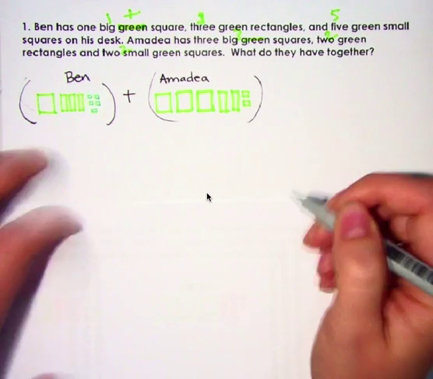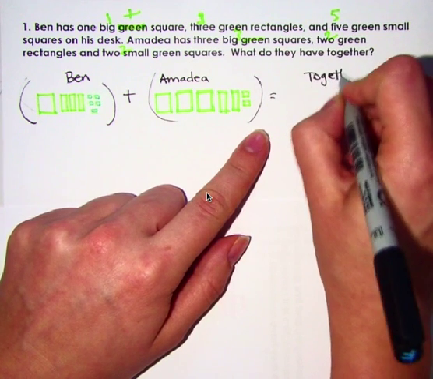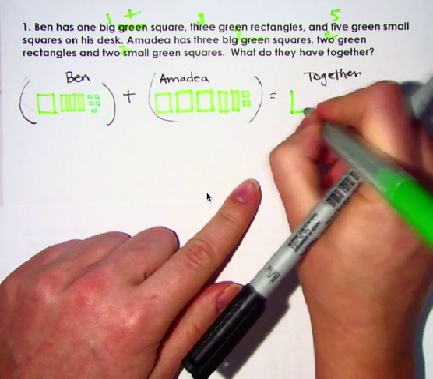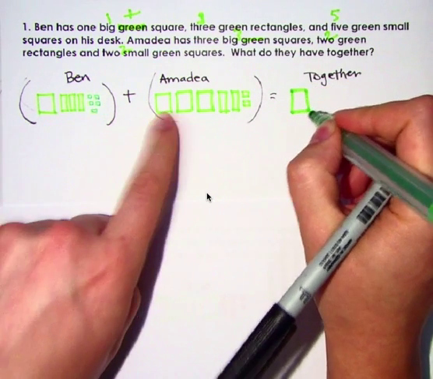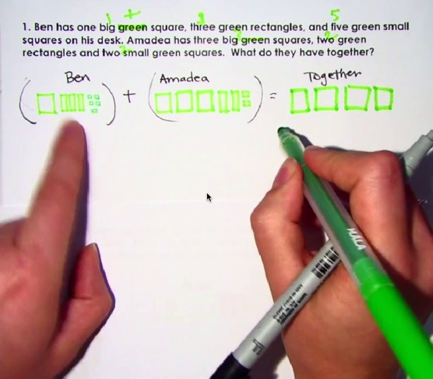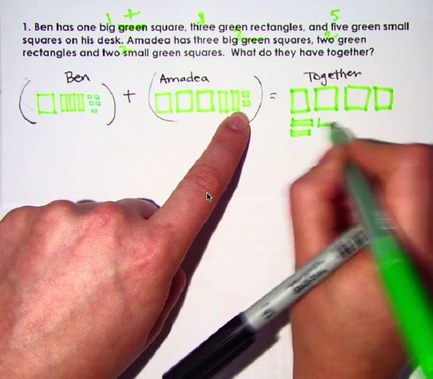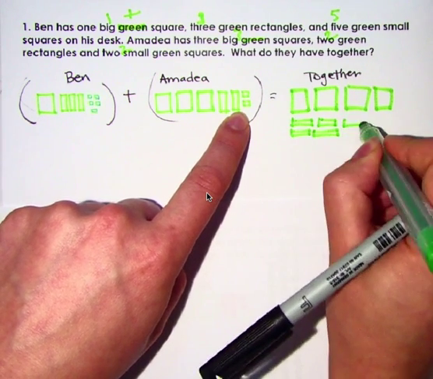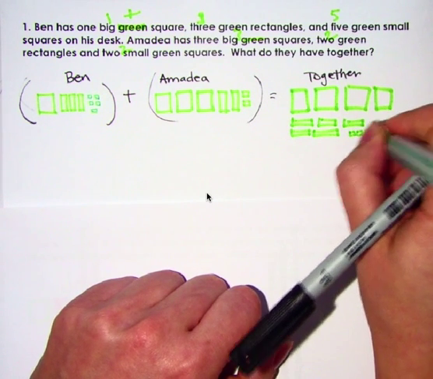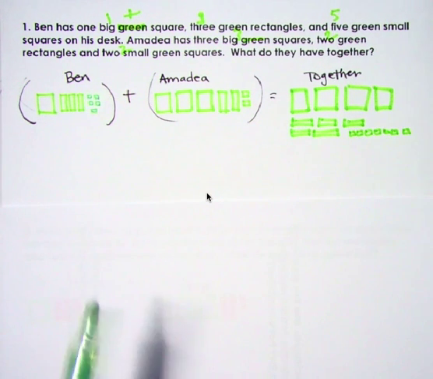We're going to add them together to find out what they have together. And so we can prove this by just drawing out our tiles. So 1 square, 3 more squares, 1, 2, 3, 4, 5 rectangles, and then we also have 5, 6, 7 little squares. All right, so that's how we show the tiles.